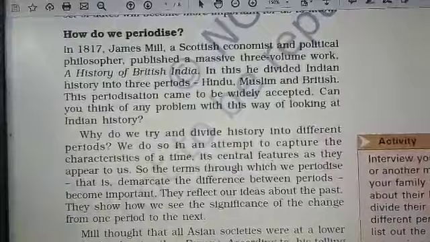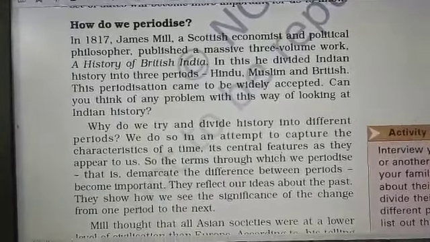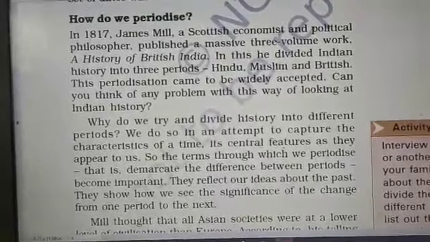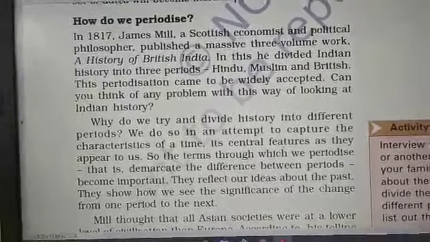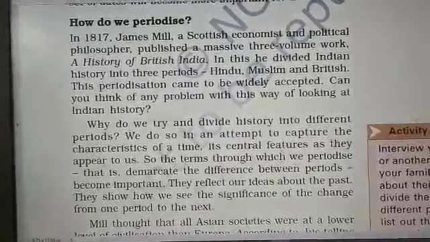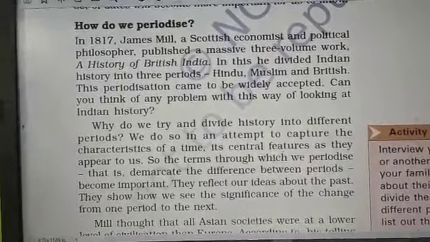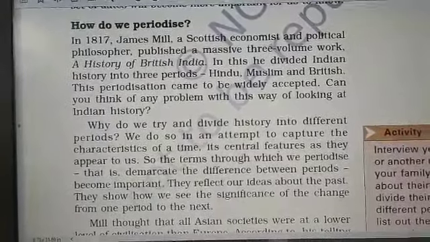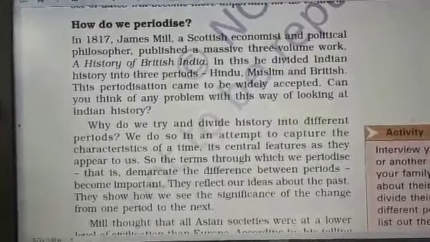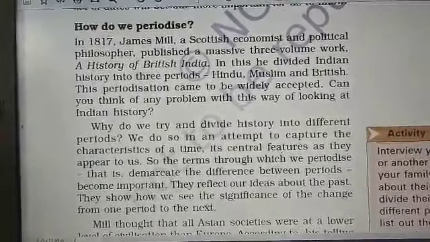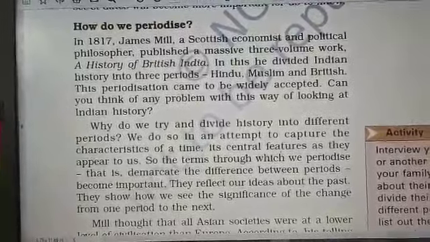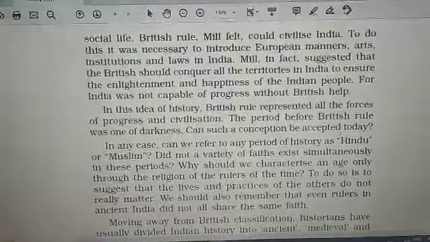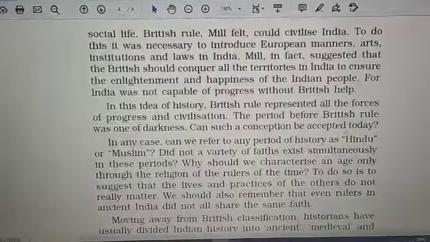Here you will read about James Mill, who was a Scottish economist and political philosopher. In 1817, he wrote a 3-volume book, A History of British India. In this, he divided Indian history into 3 periods: Hindu, Muslim, and British. According to Mill, all Asian societies were at a lower level of civilization than Europe, and only British rule and culture could make Indians civilized. So, according to James Mill, British rule could civilize India.